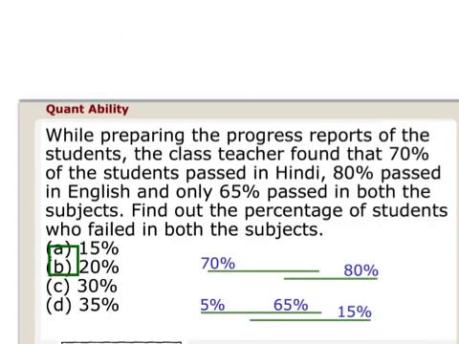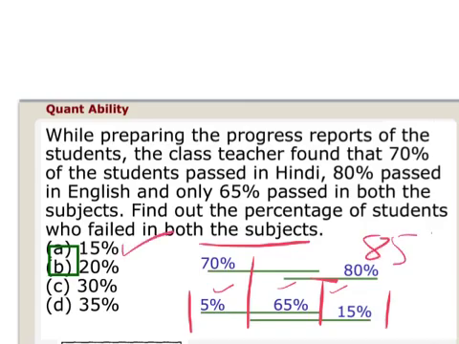Alright, next question. Again, please pause the video and try to do this question yourself without looking at the answer here. Alright, so found that 70% people pass in Hindi and 80% people pass in English. 65% pass in both the subjects. All I have to do is 65 pass in both. So 70 minus 65, 5%. 80 minus 65, 15%. Now find out the percentage of students who failed in both the subjects. So how many people pass? 65, 80, 85. If 85% people pass, 15% people fail.